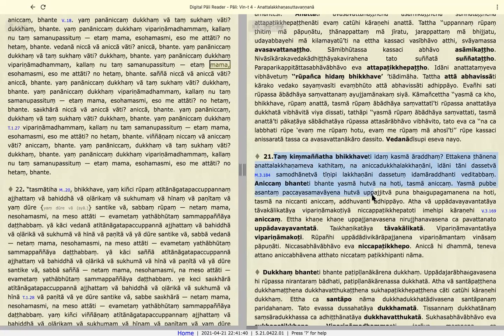Okay, let's go to the sub-commentary. Tam kim mannatha bhikkhave, iti, idam kasma aradam. Tam kim mannatha bhikkhave, what do you think? Why did the Blessed One make this question?